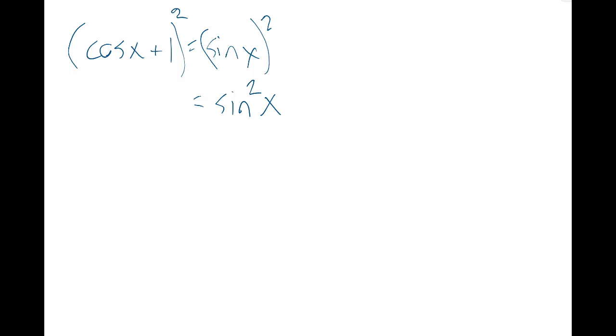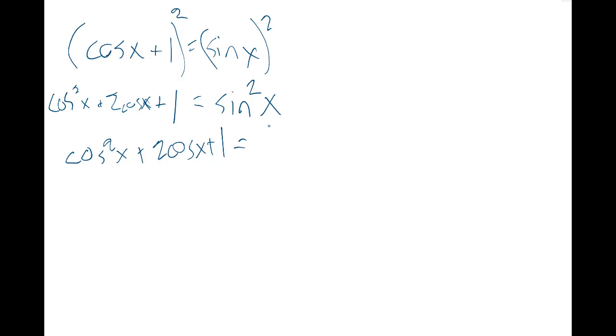And then the other side is going to be longer. It's going to be cosine squared x plus 2 cosine x plus 1. Okay. So now, like I said, we're going to use our identity to change this. So it's going to be cosine squared x plus 2 cosine x plus 1 is going to equal 1 minus cosine squared x. And that's from the identity.